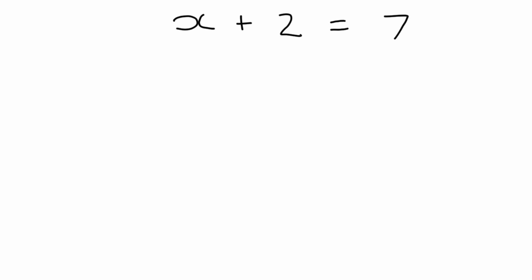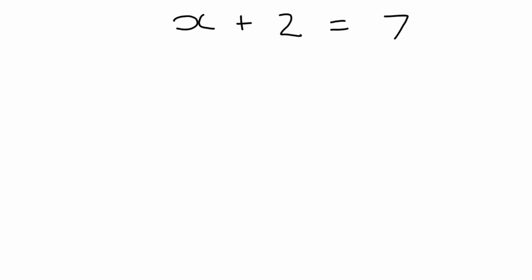In this video, we're going to learn how to solve one-step equations. In this situation, we have x plus 2 is equal to 7, where x represents a number that we don't know. x could be the number 5, it could be the number 9, it could be the number 72. I have no idea. I need to figure out what that missing number is.